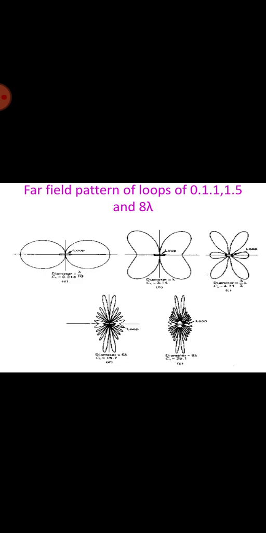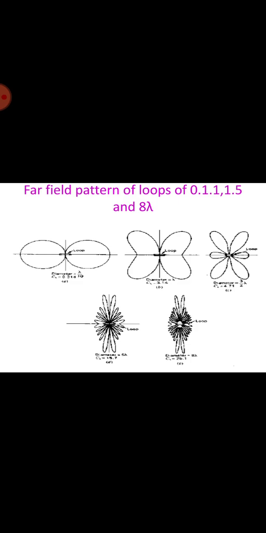Turning to the consideration of loops of other sizes, it is to be noted that this is the maximum field for theta equal to 90 for all loops which are less than 1.84 lambda in circumference. As an example, the pattern for a loop of 1 lambda in diameter is presented here, and the pattern is practically a sine pattern, which should be obtained with a very small loop.